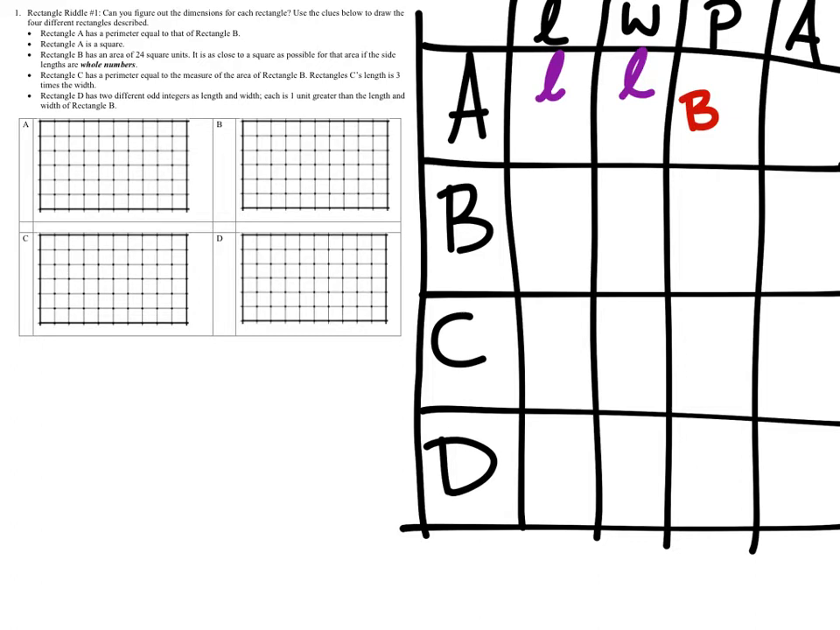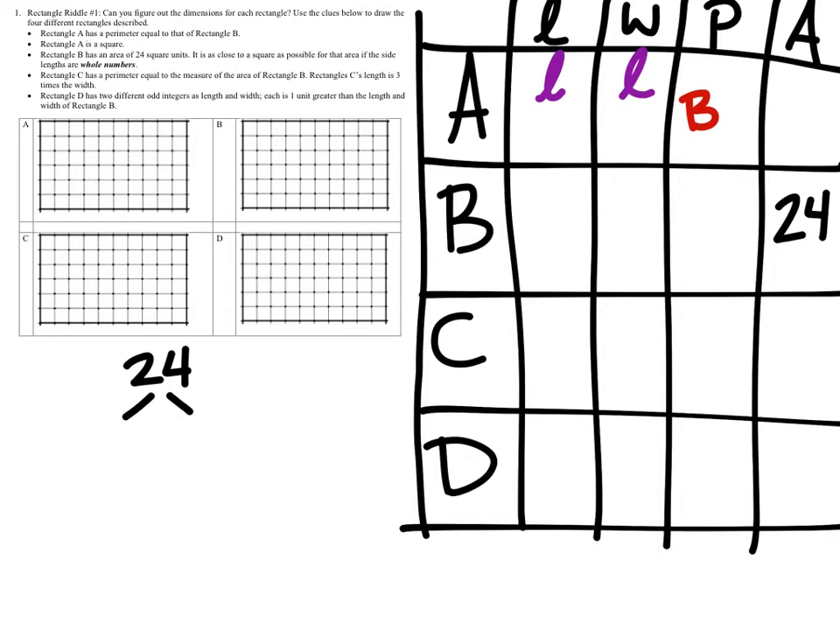The third clue says rectangle B has an area of 24 square units. Let's go ahead and fill that out right now. B has an area of 24 square units. It is as close to a square as possible for that area if the side lengths are whole numbers. So we got to look at 24, what two numbers multiplied together give us 24, because that's how we would find the area, right? That would make it as close to a square as possible. Yeah?